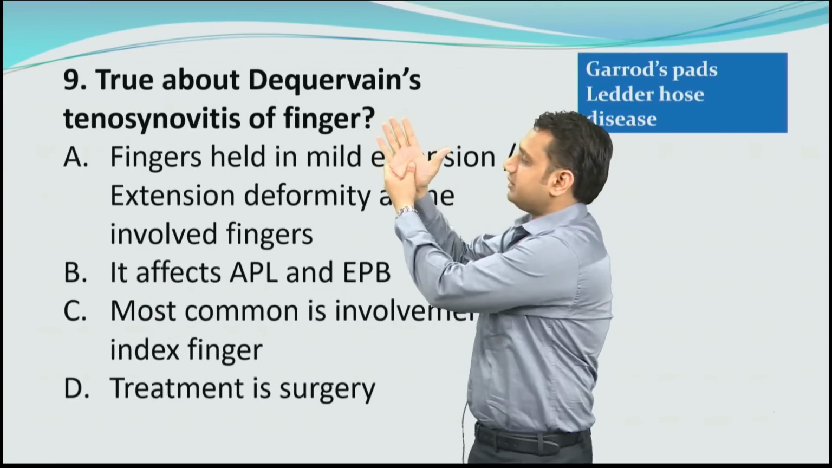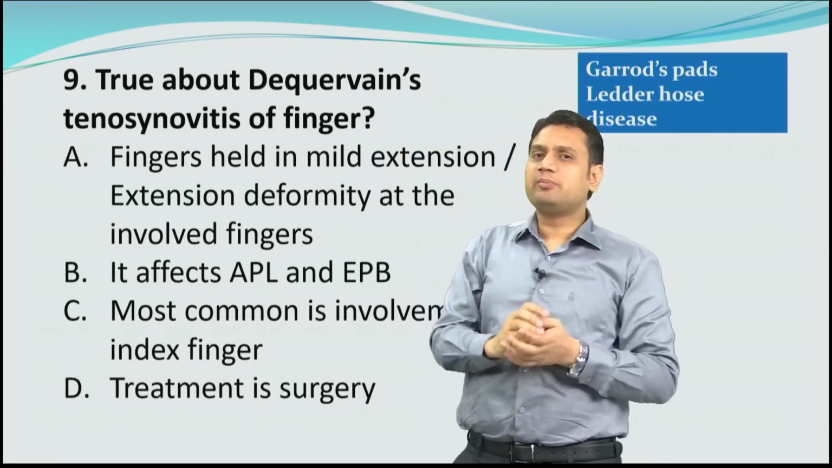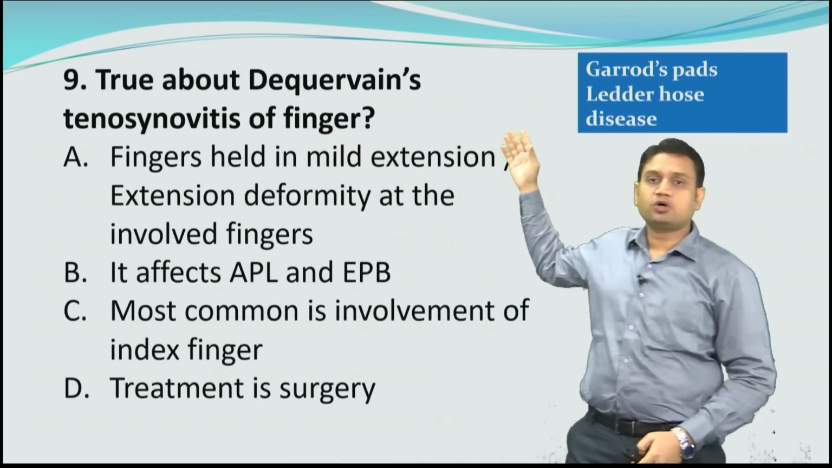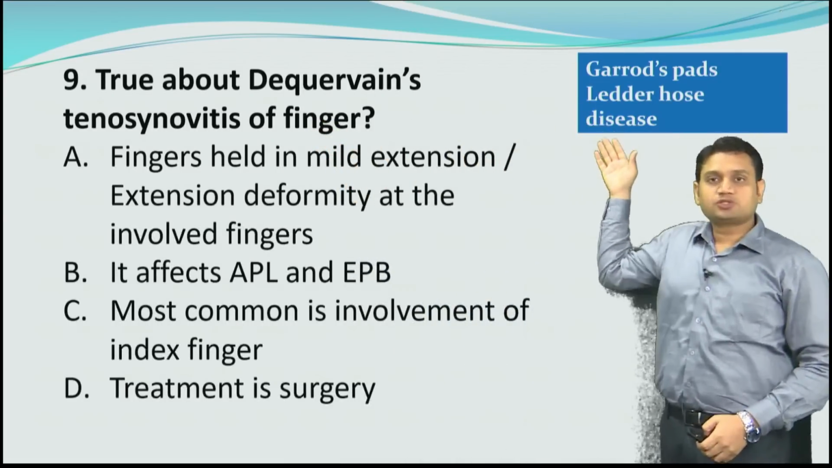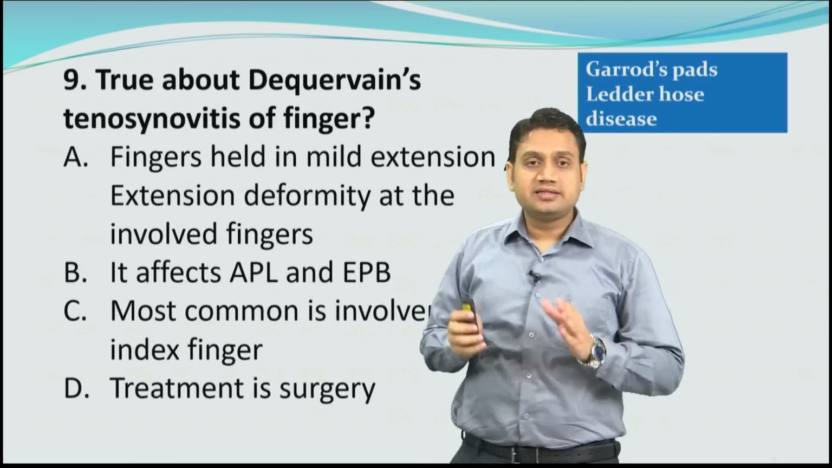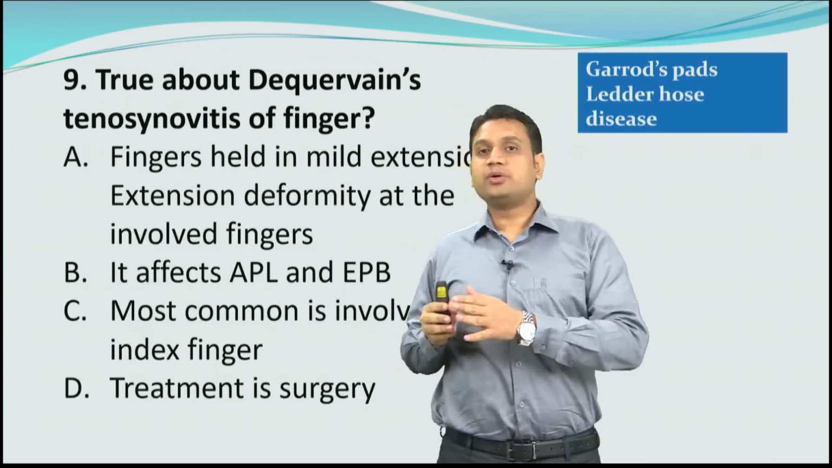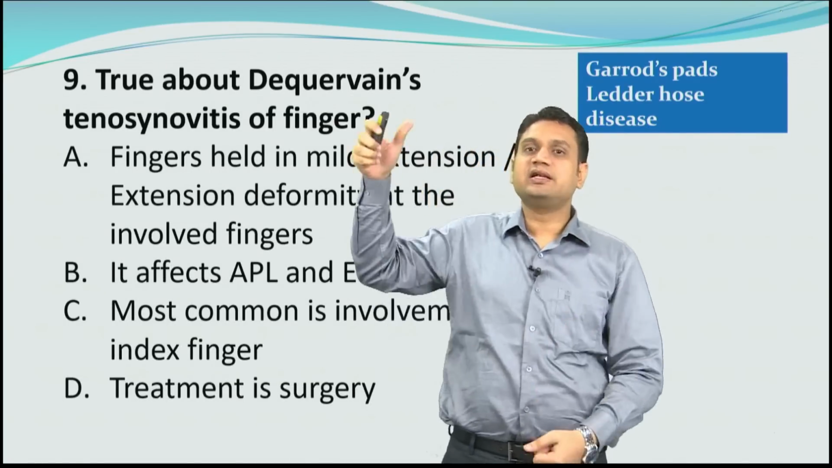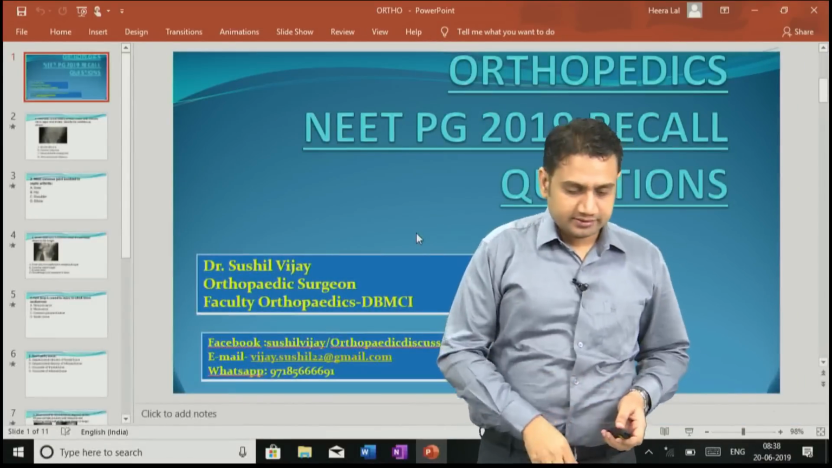When you try to palpate the palm area or the sole area, you will be able to feel multiple nodules. The nodules that you feel in the palm region are what you call Garrod's pads, right? And in the sole area, this is known as Ledderhose disease. So Garrod's pads and Ledderhose disease are a part of your Dupuytren's. So in Dupuytren's, you have affection of the fingers commonly. In de Quervain's, it is related to the thumb. Okay, so these are all the questions basically.